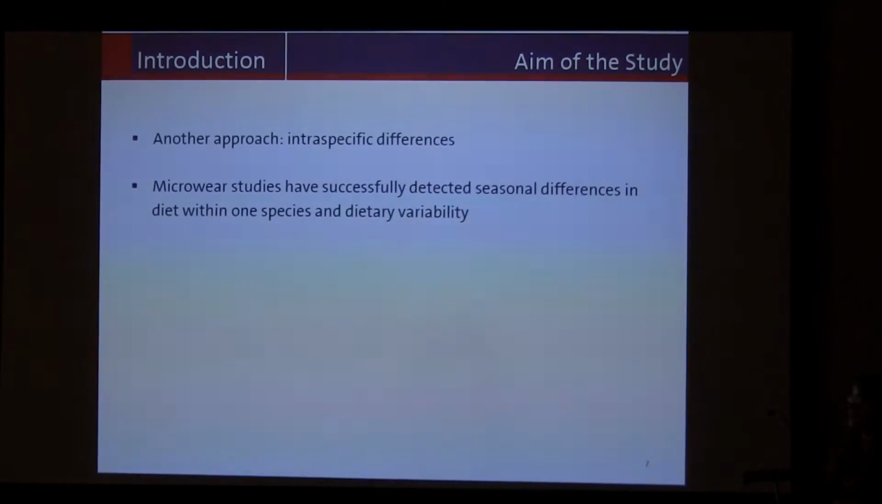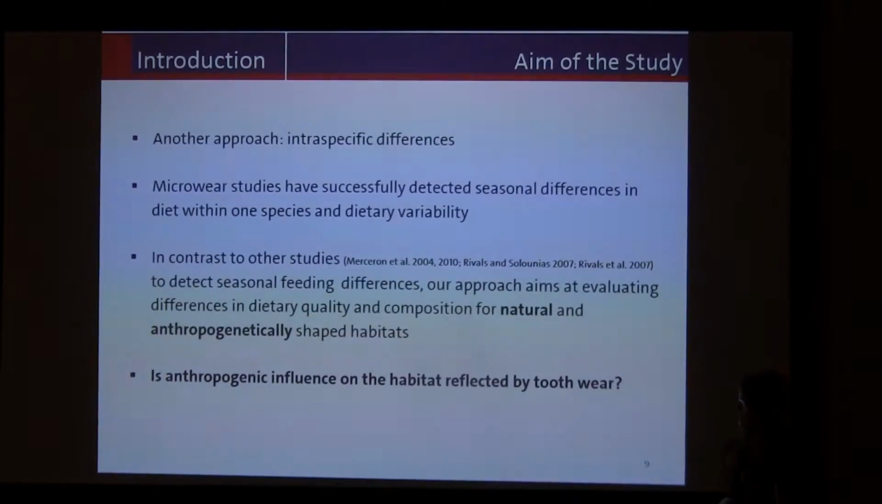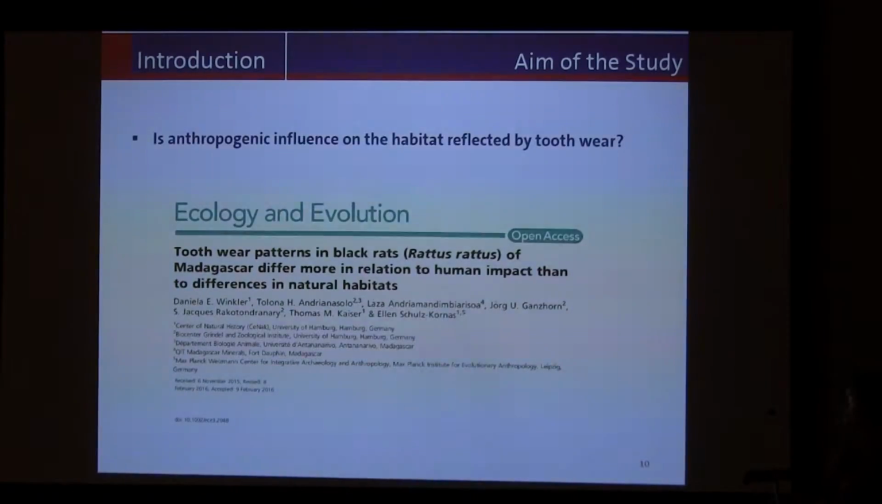But today, I would like to show you what we did in contrast to other studies. Because we were not interested in seasonal differences, but in finding differences in dietary quality and composition between natural habitats and between habitats that have been anthropogenically altered, so changed habitats. And so our main research question here was, is anthropogenic influence on the habitat reflected by tooth wear? And you can find all the details in our paper from the March issue in Ecology and Evolution.